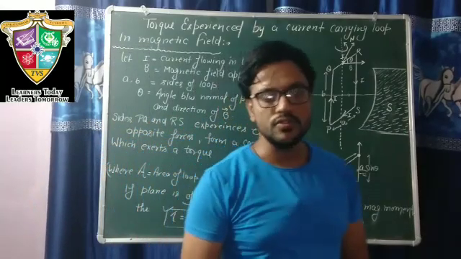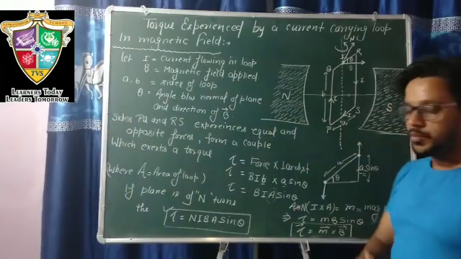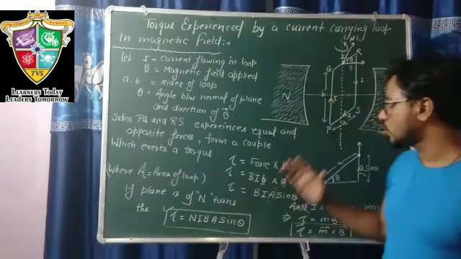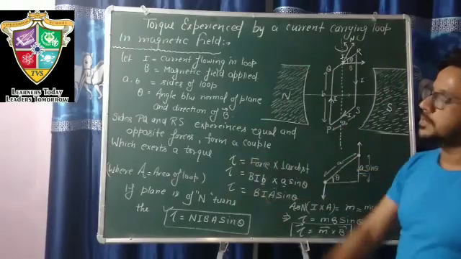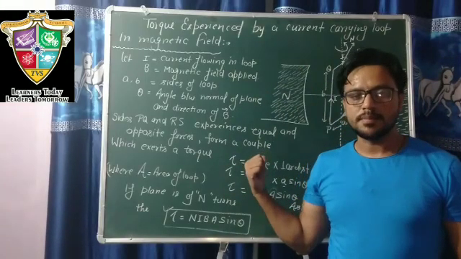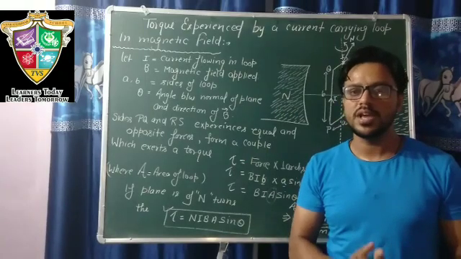It is a cross product of the magnetic field and the magnetic dipole moment. So this is the torque experienced when a current carrying loop is placed in a magnetic field. Students, on the basis of this concept, we will discuss the moving coil galvanometer.